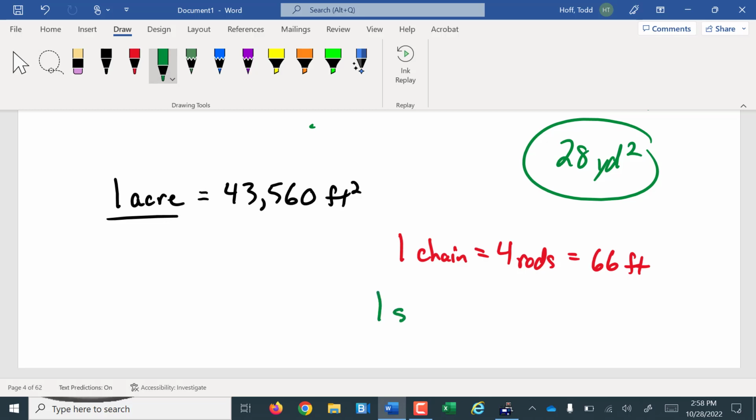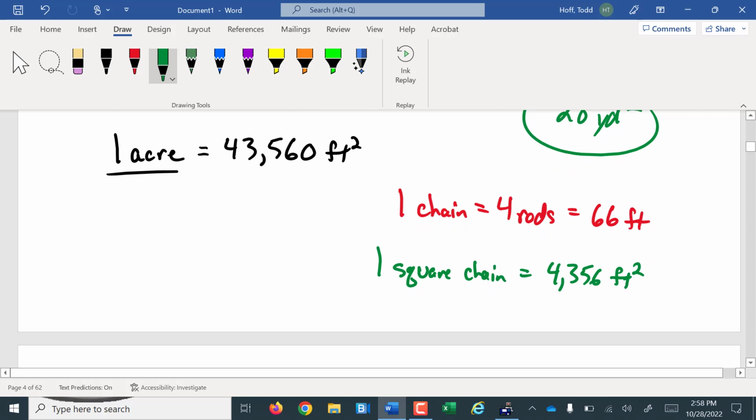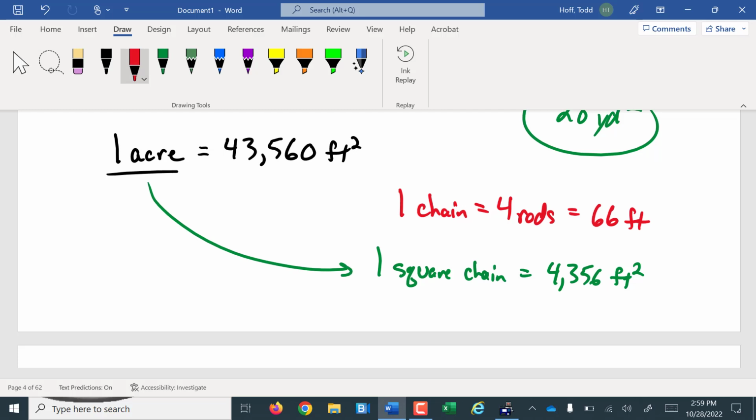So 1 square chain would be 66 by 66, or 4,356 square feet. Remember, we talked about the rod and a chain were our surveying tools when they originally surveyed all the land in this country. That's what they used. Well, an acre was defined to simply be 10 square chains, not square rods.